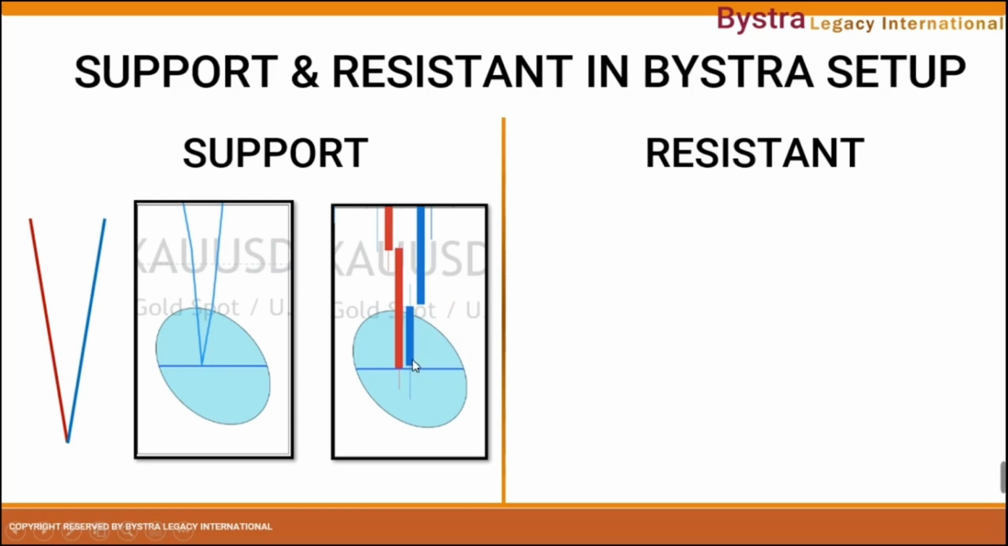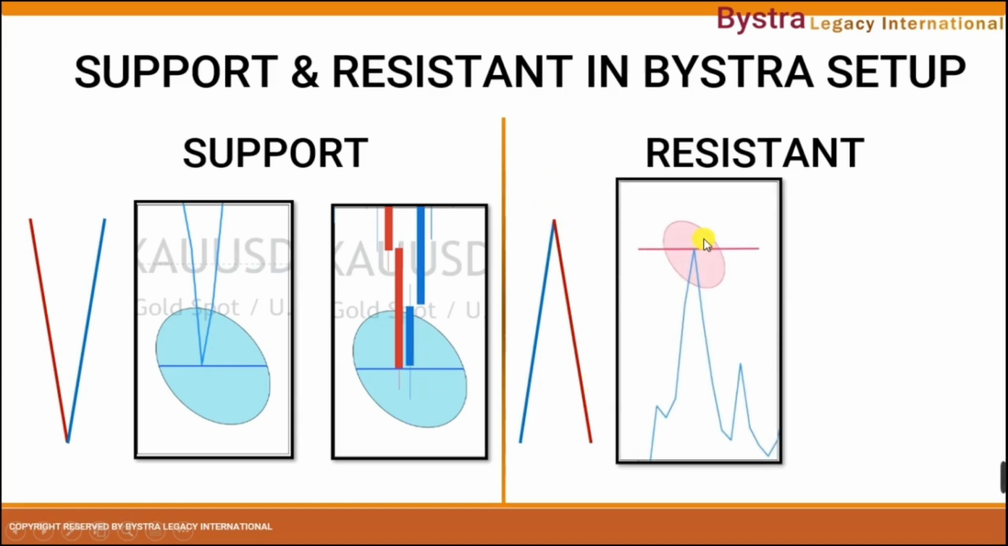Next, the resistance is the capital letter A. So the capital letter A will be our resistance. If we change it to the line chart, it will look something like this. See, this is a very sharp A. So we mark the horizontal line at the edge of the A, as highlighted in this ellipse shape here. This is also considered a strong resistance. If we move to the candlestick chart, it will look something similar to this.